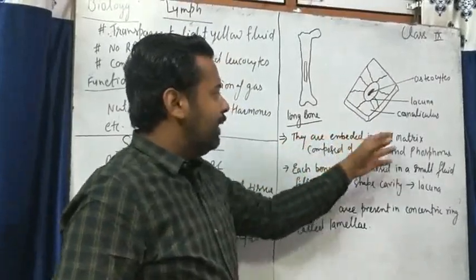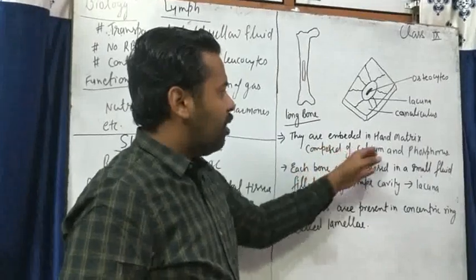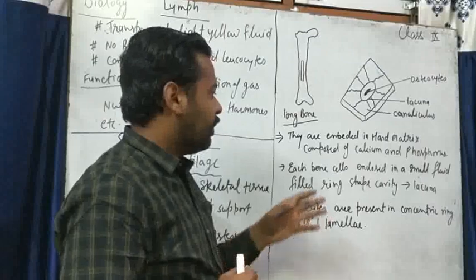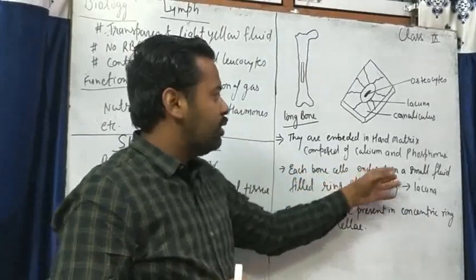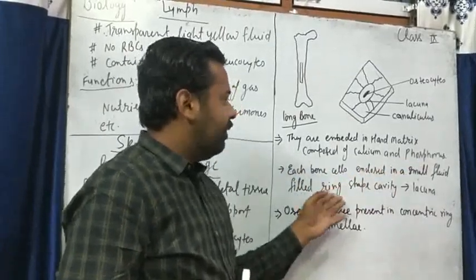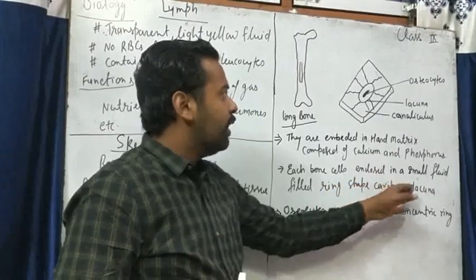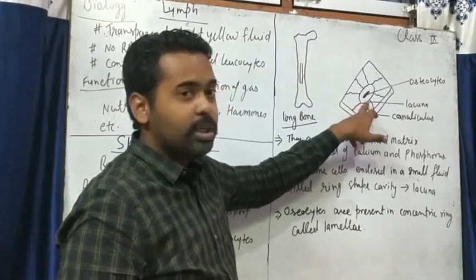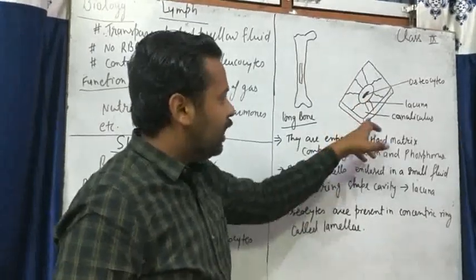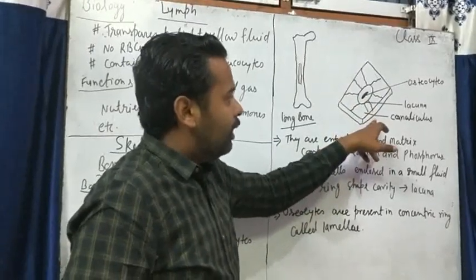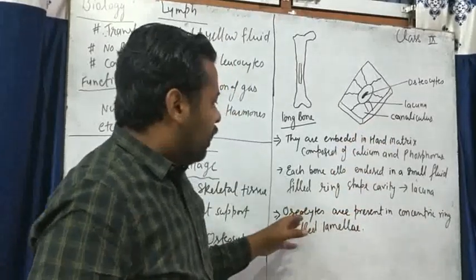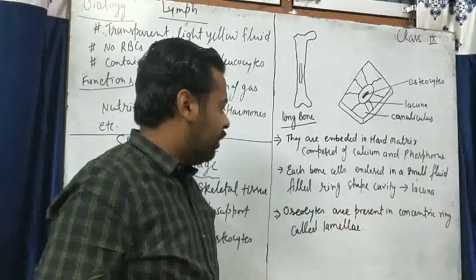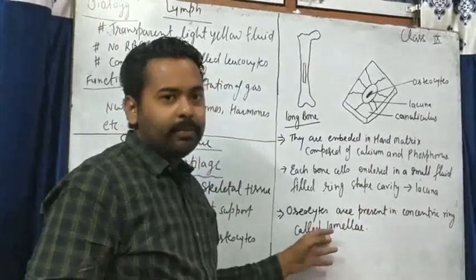They are embedded in a hard matrix composed of calcium and phosphorus. It means bones are composed of calcium and phosphorus. Each bone cell is enclosed in a small fluid-filled ring-shaped cavity, which is called lacuna. It means this structure, which is a small cavity-like structure, is known as lacuna, and the last one is known as canaliculus. Next point, osteocytes are present in concentric rings, which are called lamellae.